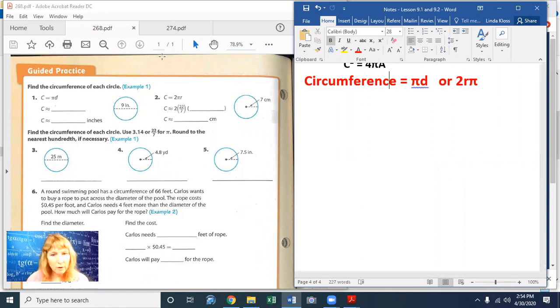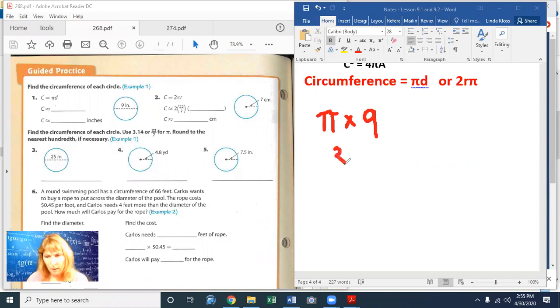They give you the circle right here, and they give you, is that a radius or a diameter? Right, it's a diameter. So they give you the diameter, so we just have to plug that in, and we would get pi times 9, right? And what is the value of pi? Well, it can be 22/7 or it can be 3.14. So we are going to do 3.14 this time.